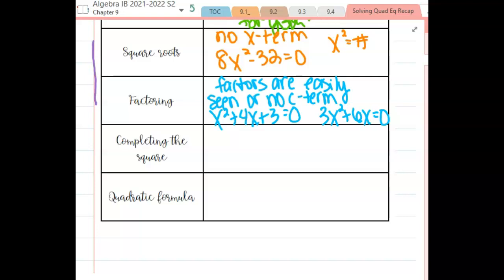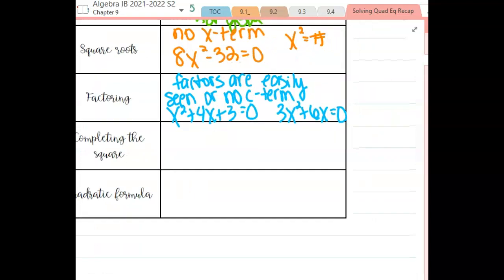The reason why you would want to do factoring here is because there is no C term, like the 3 there, okay? How you would factor this, if there's no C term, you just have your x squared and your x, they at minimum have an x in common. At minimum, you could factor out an x. In this case, we could factor out a 3x.